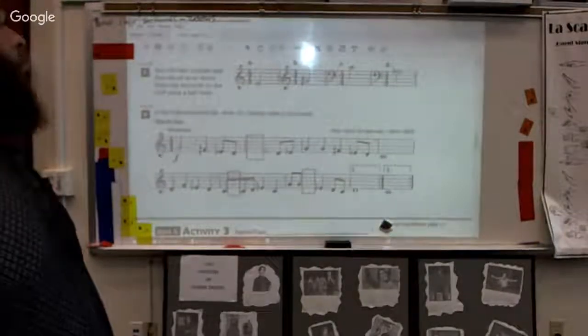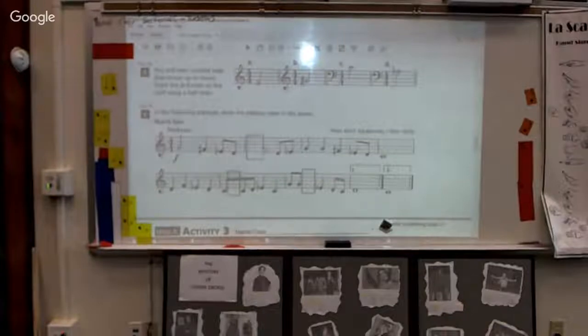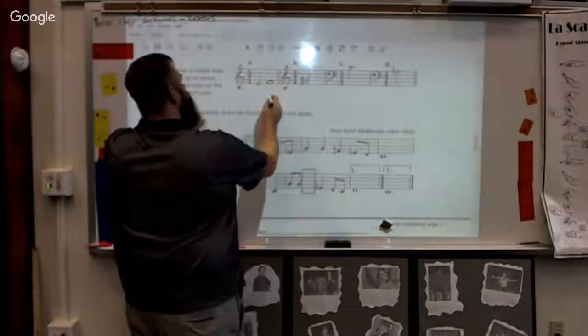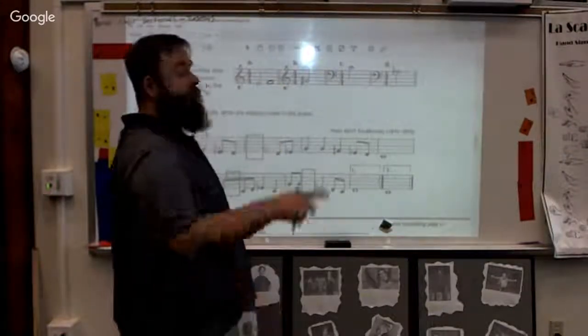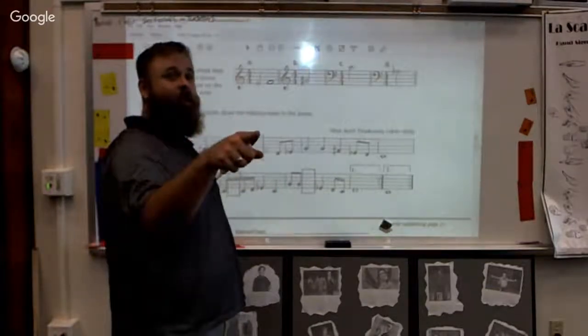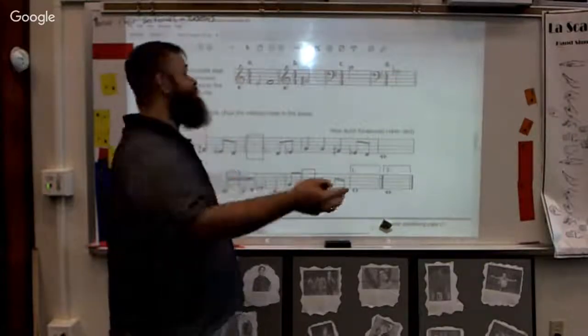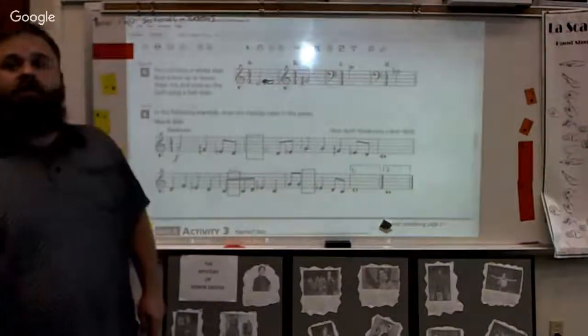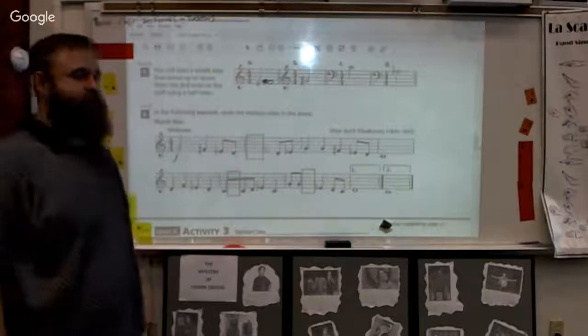5. You will hear a whole step that moves up or down. Draw the second note on the staff using a half note. Okay. So it's a whole step, right? So you have to figure out what a whole step is going to be. A whole step from this going up, well, that looks like it's going up a step, but E to F is not a whole step. Because you have to look at your keyboard. E to F is a half step. So if I wanted a whole step up from E, I would have to draw an F sharp. So this is where you have to start using that keyboard, okay?